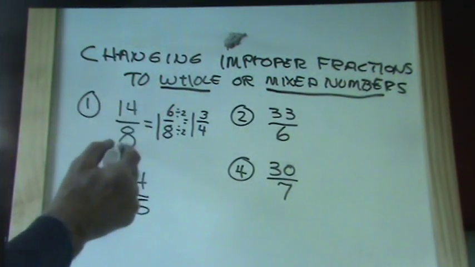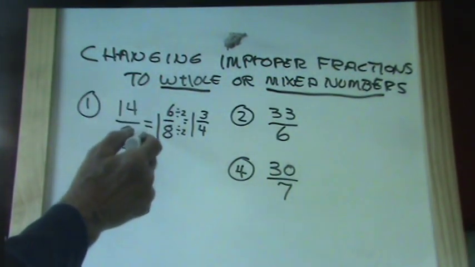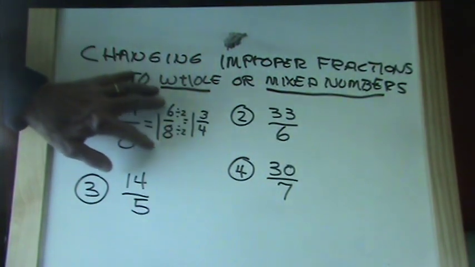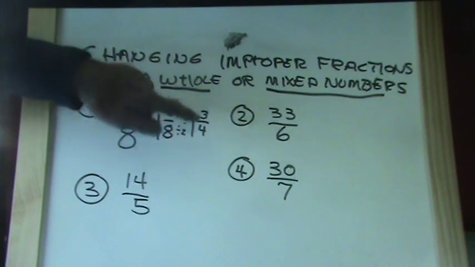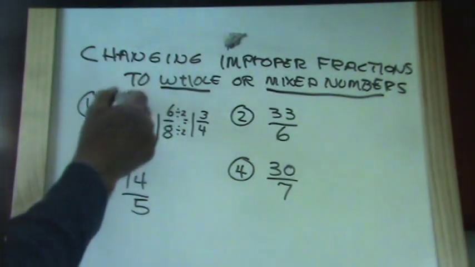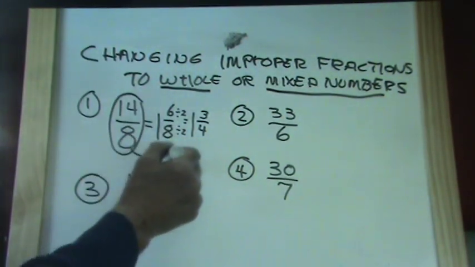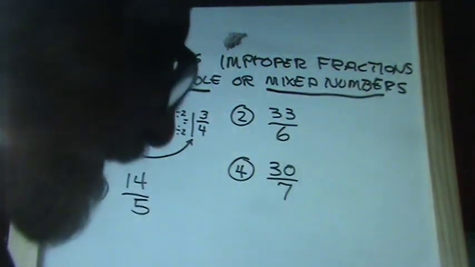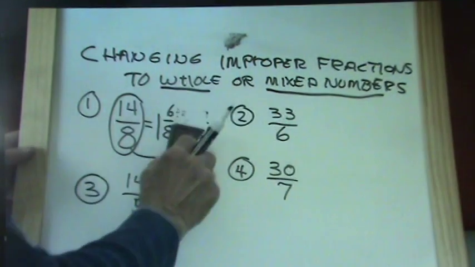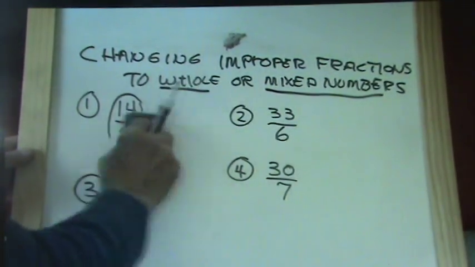So 14/8, when I changed it to a mixed number, I got 1 6/8. But then when I reduce the 6/8, I get 1 3/4. So 14/8, when I change it to a mixed number, is equal to 1 3/4. Good, let's get rid of this to clear up a little bit.